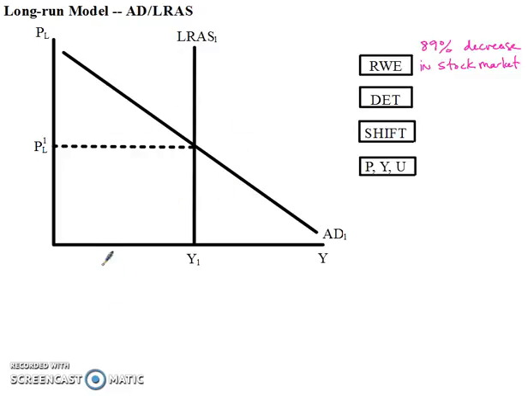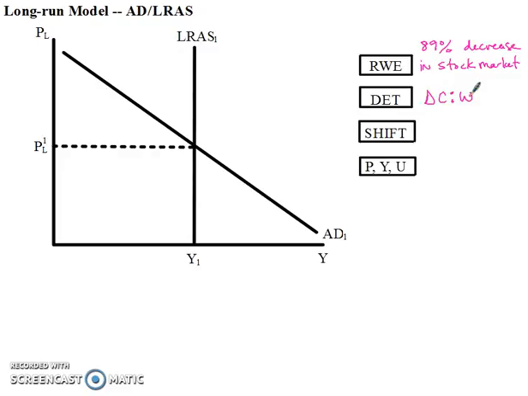So here we are in a classical model: long-run aggregate supply curve, aggregate demand curve, price level, and real gross domestic product. My determinant is this 89% decrease in the stock market. That's my real-world event. I would look at the aggregate demand determinants and the aggregate supply determinants. You have a list of those. I'm going to say it's a change in consumption wealth.